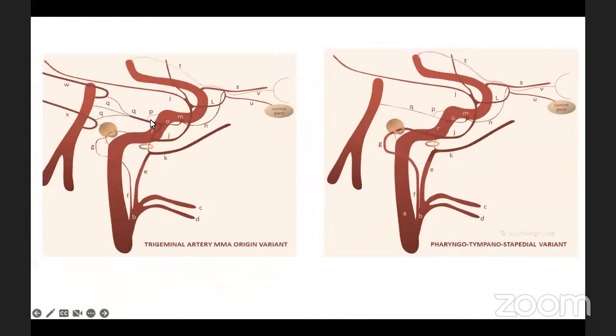As we saw that there are some connections with the basilar arteries, the trigeminal artery MMA origin variant can also occur when this part is persistent. And there can be a variant in which the ascending pharyngeal artery, the pharyngotympanostapedial variant, is also present. So in all these cases, we can see that whenever the origin of the MMA is different from the IMA, the foramen spinosum and that part is regressed.